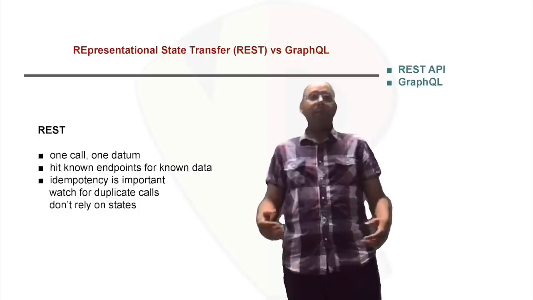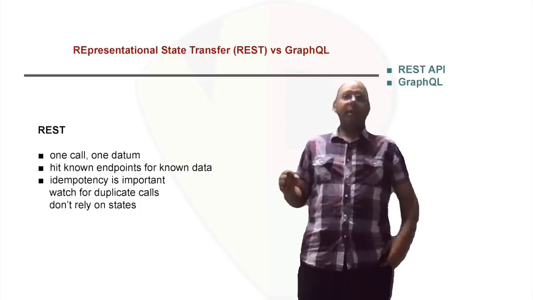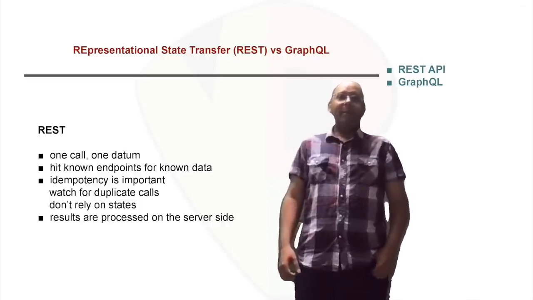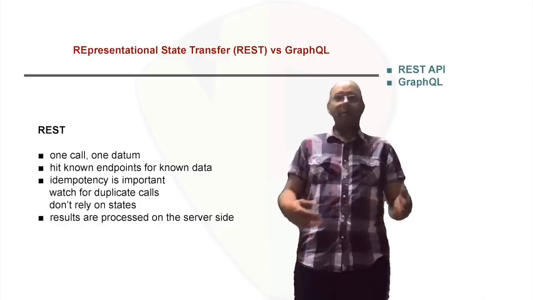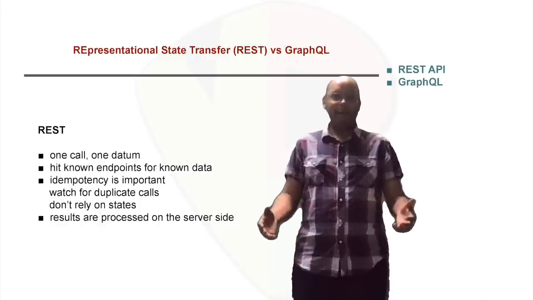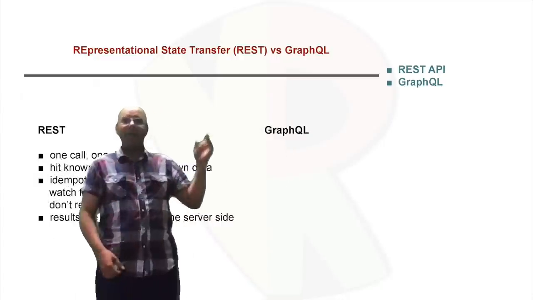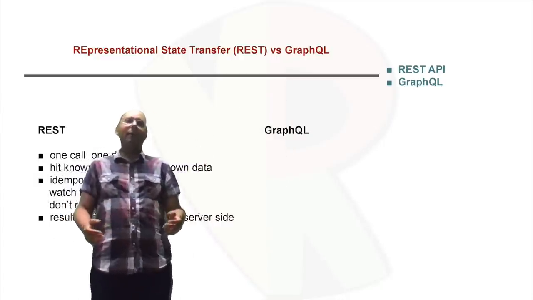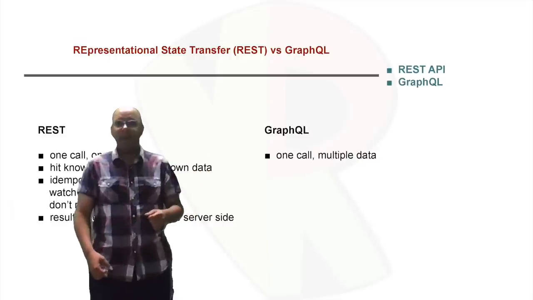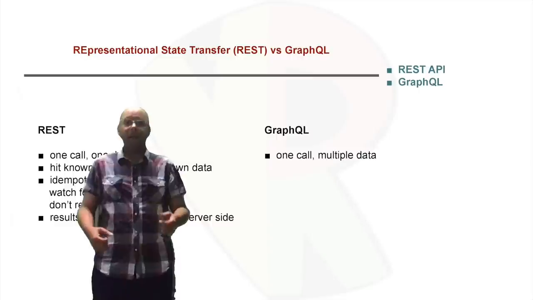Also, with the RESTful API, the work is usually done on the server side. That means the request comes in, some logic is applied, and the results are returned to the client. Now let's compare this to GraphQL. I like to think of GraphQL as one call for multiple data, or more appropriately, one call for custom data.